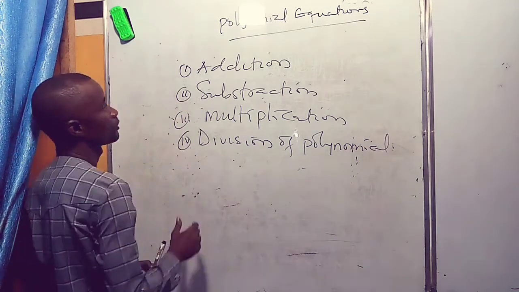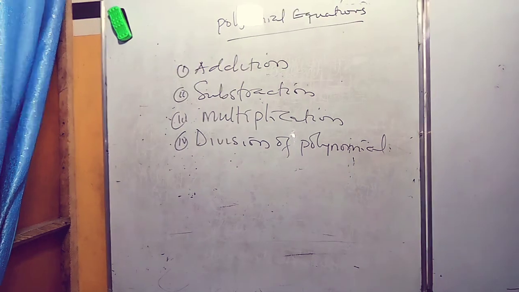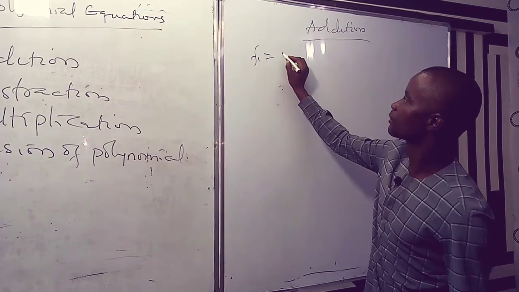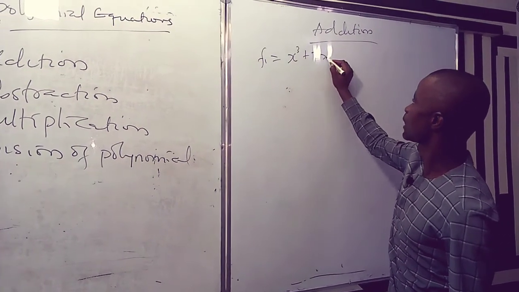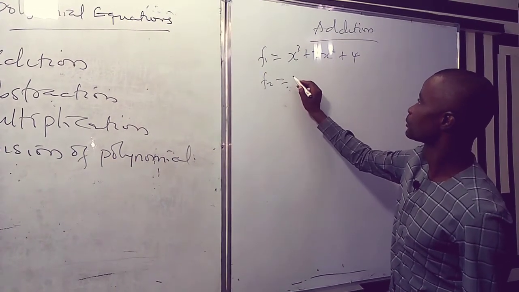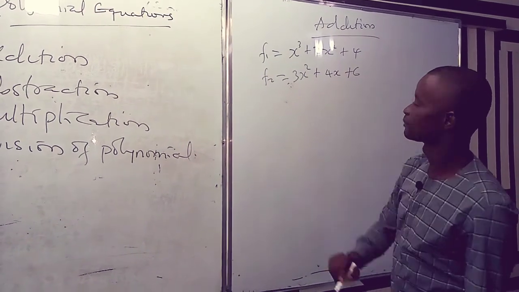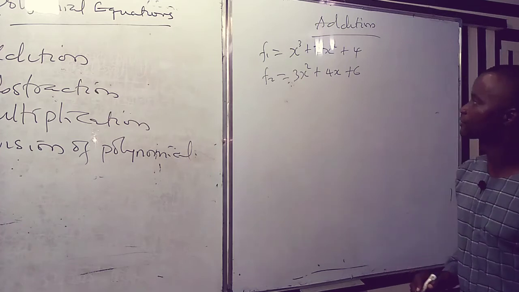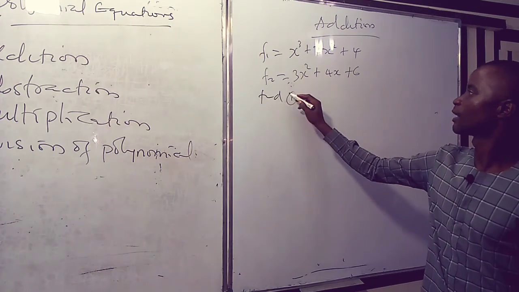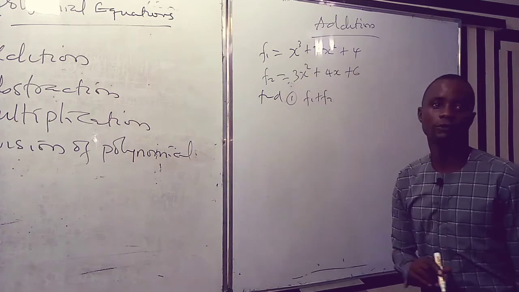Let's first start with addition of polynomial. Assume you have f1 is equal to x raised to the power 3 plus 2x squared plus 4. f2 is equal to 3x squared plus 4x plus 6. These are functions. And then the question is find f1 plus f2. That is, you add the two functions together.